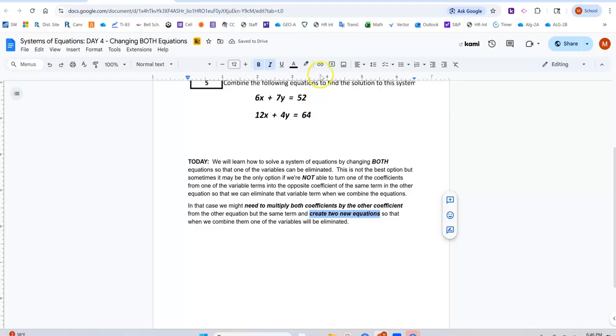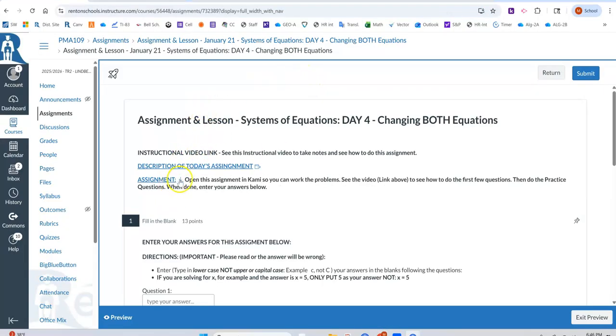So let's look at the assignment for today. Let's go ahead and open that up. Okay, so I'm back over in Canvas. So go ahead and download the assignment and open it in Kami if you want to take notes, okay?